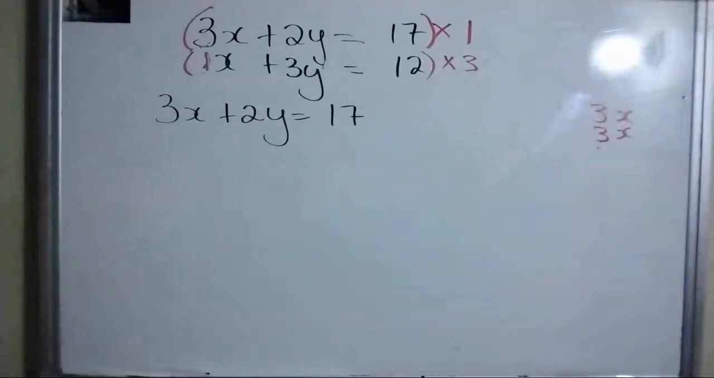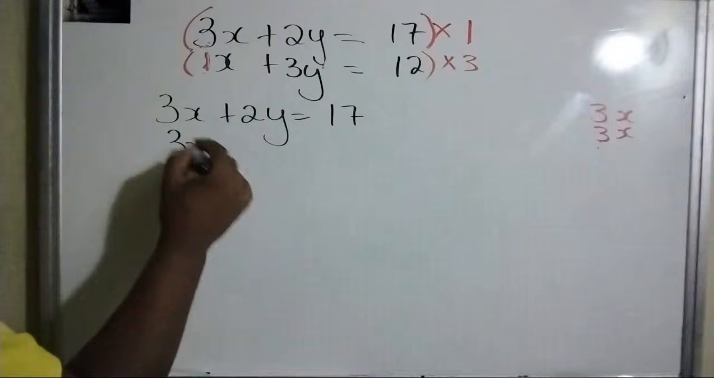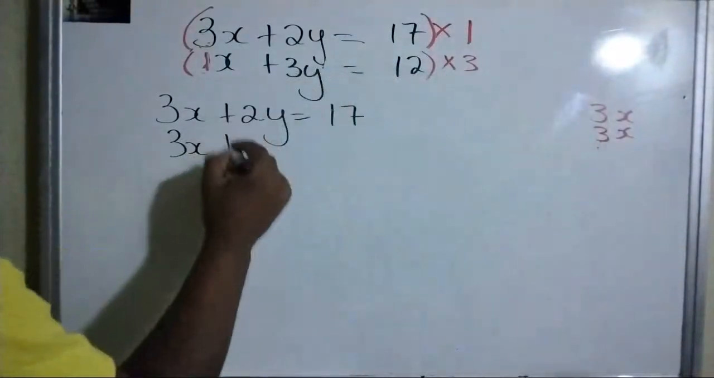Alright? And then now we do the same, but this time we multiply by 3. 3 times that, 3x. 3 times 3, 9.